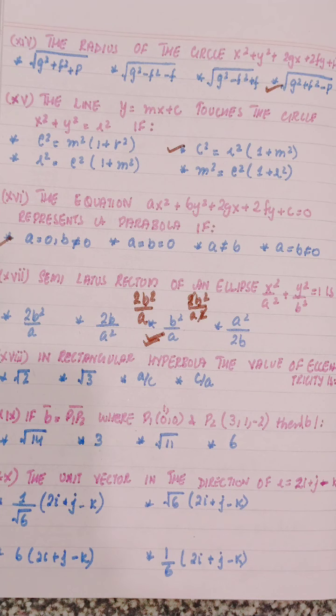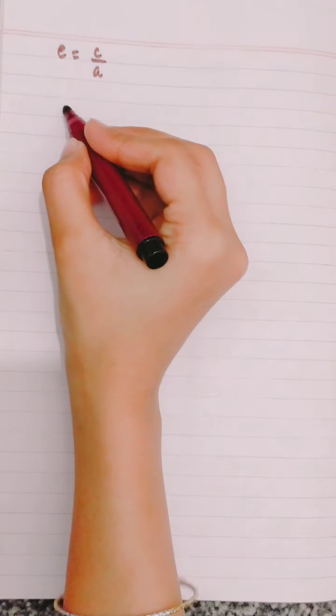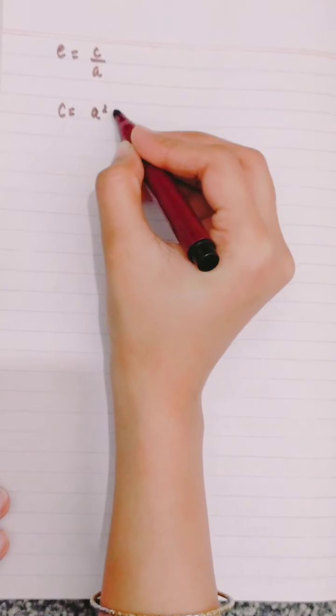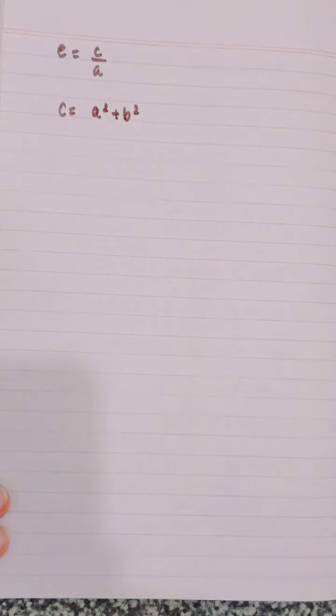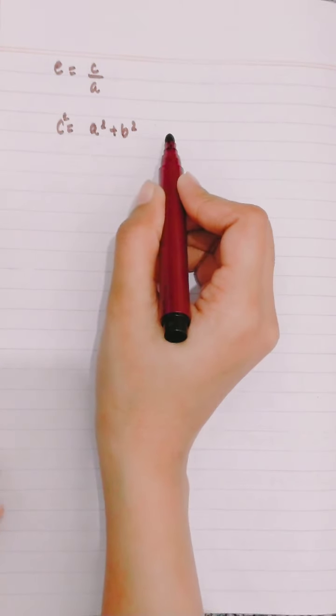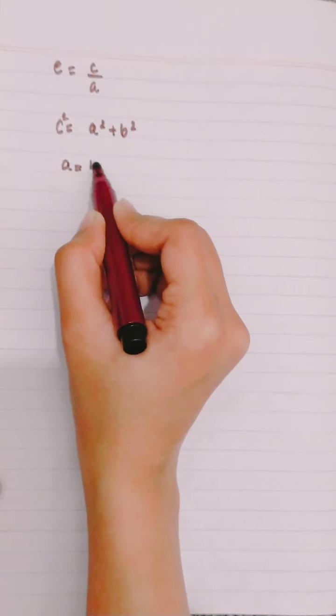In part 18, in rectangular hyperbola, the value of an eccentricity is, okay, so the formula for finding the eccentricity of a hyperbola is e is equal to c over a, and c is basically, c square is equal to a square plus b square. In rectangular hyperbola, the value of a is equal to b.